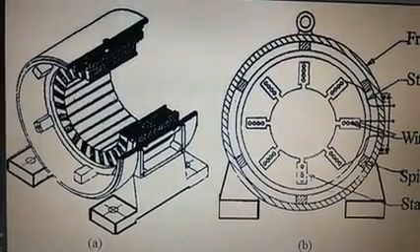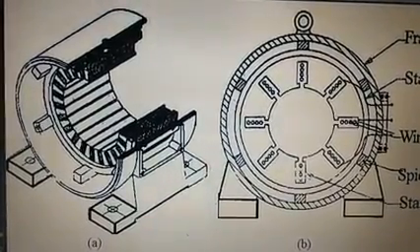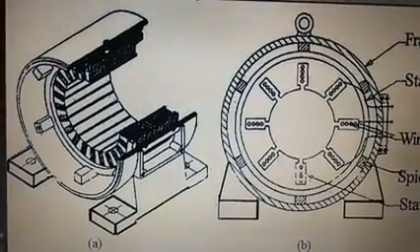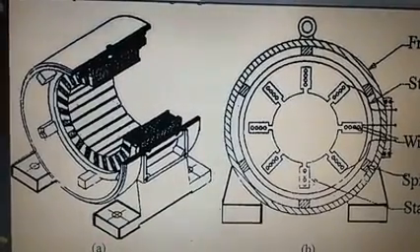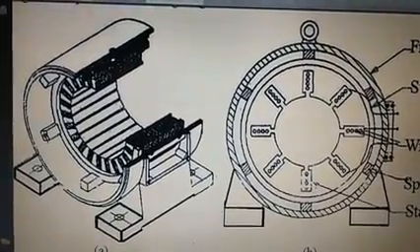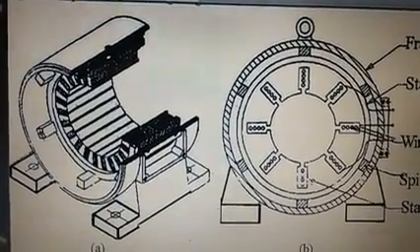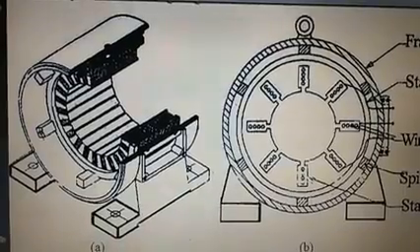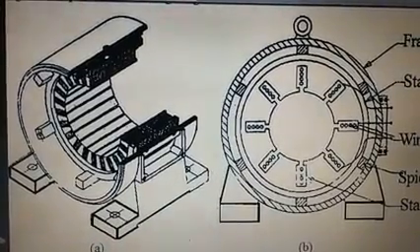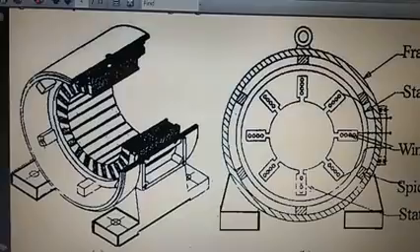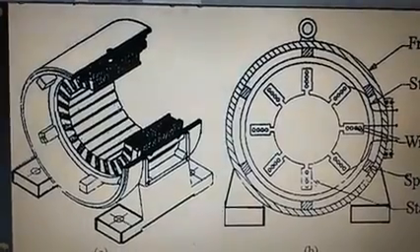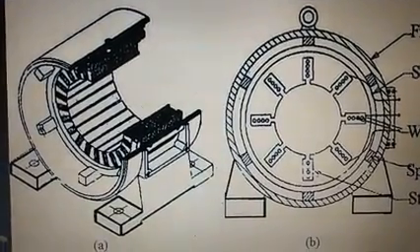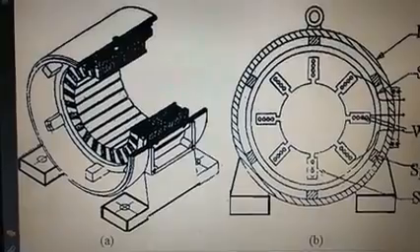The stator, or the stationary part, consists of three-phase winding held in place in the slots of a laminated steel core, which is enclosed and supported by a cast iron or a steel frame, as shown in this first diagram.